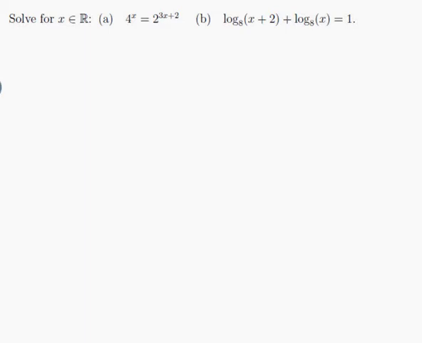Solve for x in R. A. 4 to the power of x is equal to 2 to the power of 3x plus 2. B. Log base 8 of x plus 2 plus log base 8 of x is equal to 1.